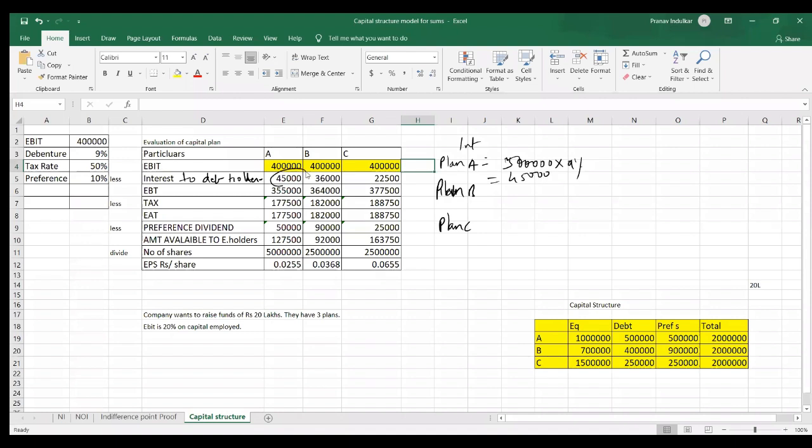यहाँ पे है प्लान बी 4 लाख इंटू 9%, 36,000. ठीक है। प्लान सी 2,50,000 इंटू 9%, 22,500, ठीक है। क्लियर विद दैट? प्लान सी तीनों इंटरेस्ट क्लियर है सबको, राइट? नाउ हाउ डू यू गेट ईबीटी?